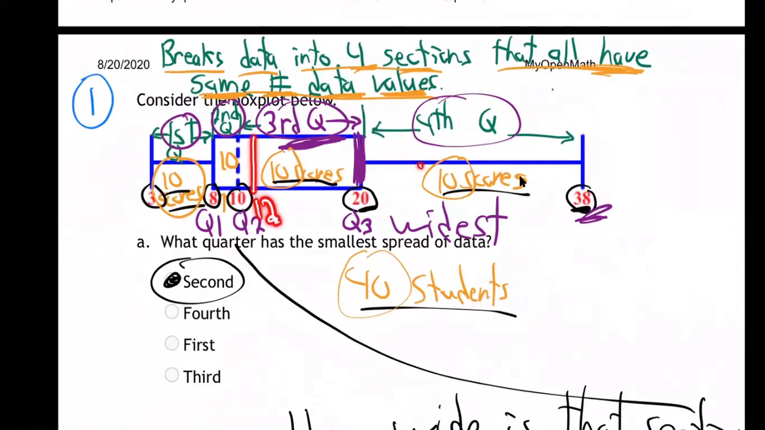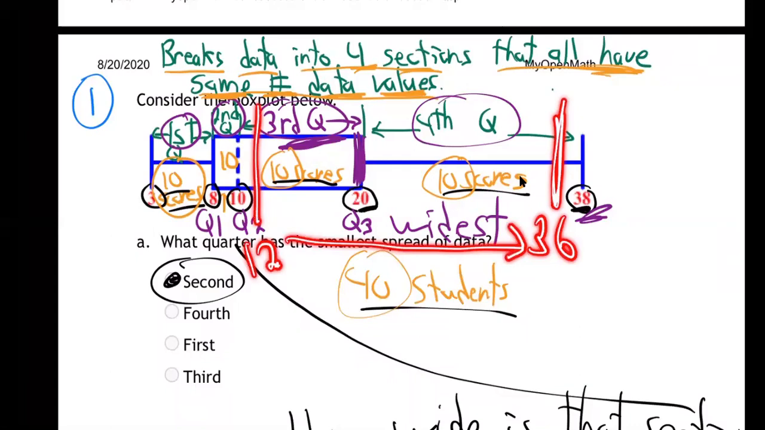And 36, where's 36? It's almost to here. So 36 is about right there. 12 is about right there, right? So how many student scores do you think we're going to get between 12 and 36? How many students got a score between 12 and 36? What's the number of students that got a score between 12 and 36?